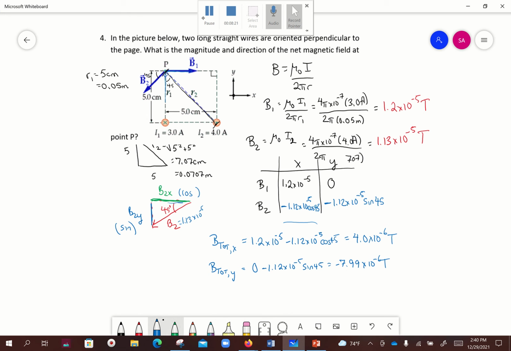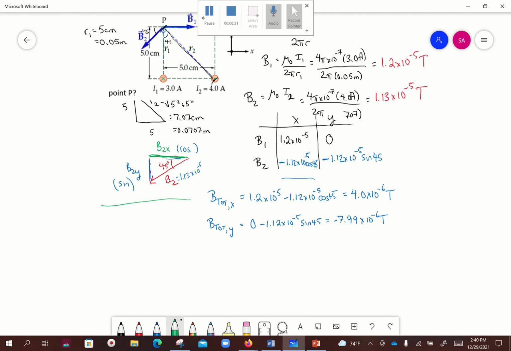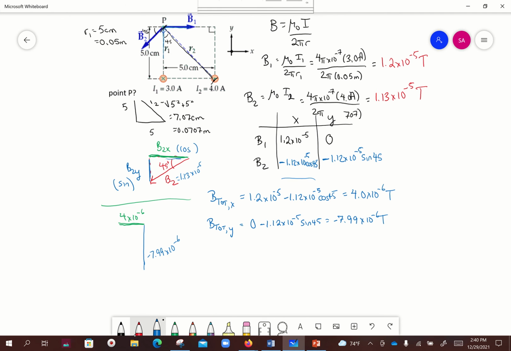So what we have to do is we need to draw the triangle. So let me again do it here on the left side. So I've got B total x is 4 times 10 to the minus 6. So I'm going to go 4 times 10 to the minus 6 in the plus x direction. Then the y direction, I'm going to go minus 7.99 times 10 to the minus 6. And so my net magnetic field is shown by that red arrow there. So B total is going to be the hypotenuse.